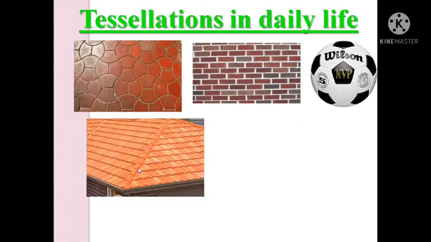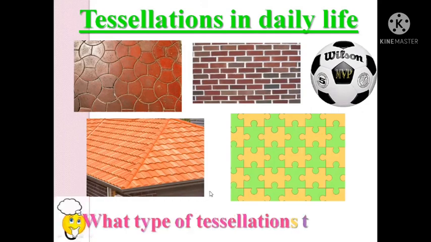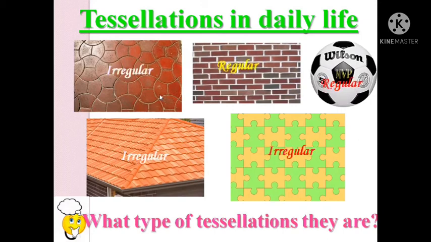See here the arrangement of roofs. This is also tessellation. See here the puzzles. This also comes under tessellations. What type of tessellation are they all? Let us see. The first one is irregular. The brick pattern is regular. The football is regular. The roof arrangement is irregular. The puzzle making is also irregular tessellation.